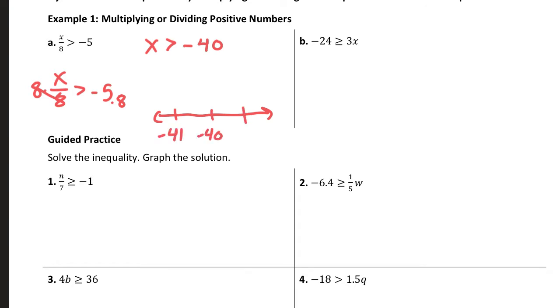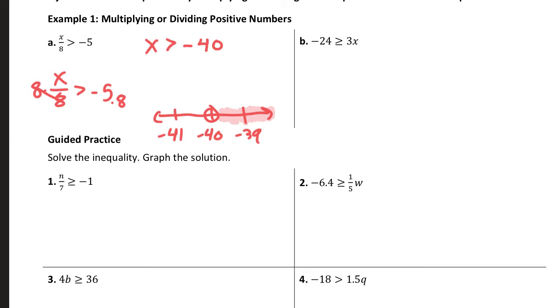So to graph this, I'm just going to plot a number line with 3 points, negative 41, negative 40, negative 39, open circle, and since it's greater than, I'm going to shade to the right because it's greater than.